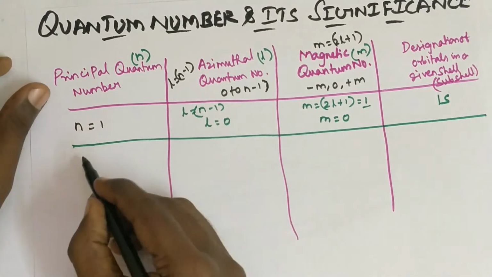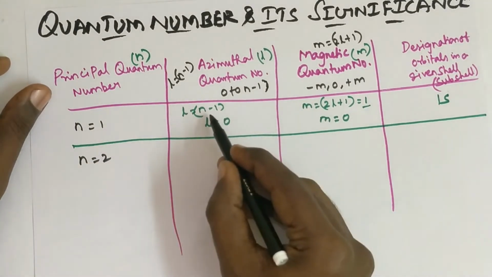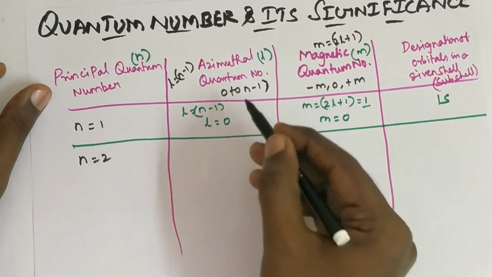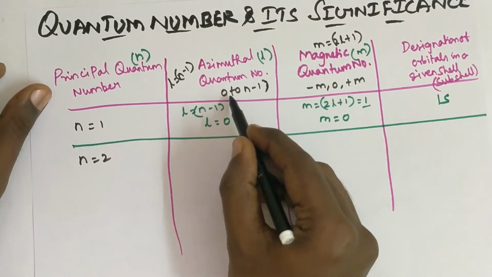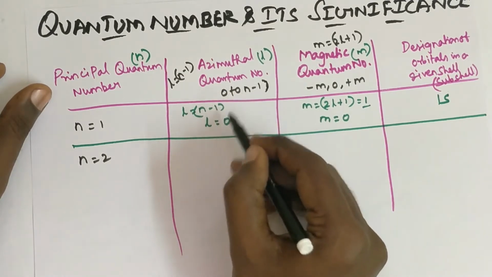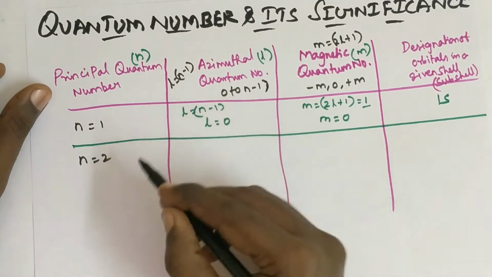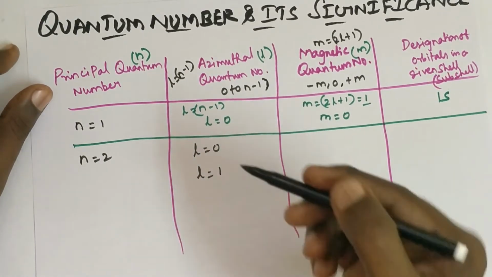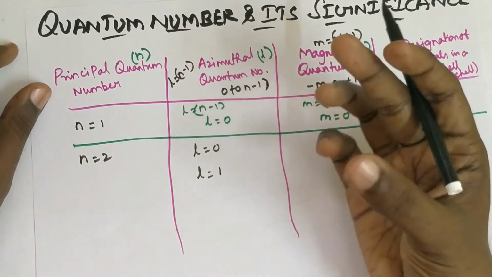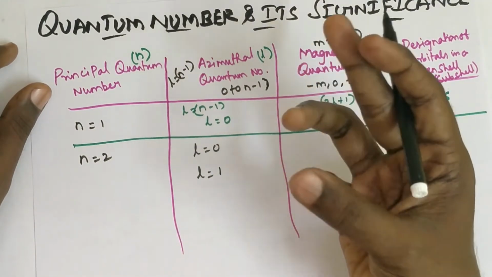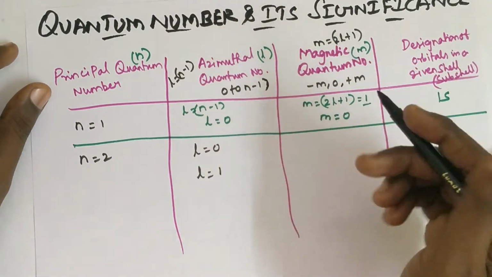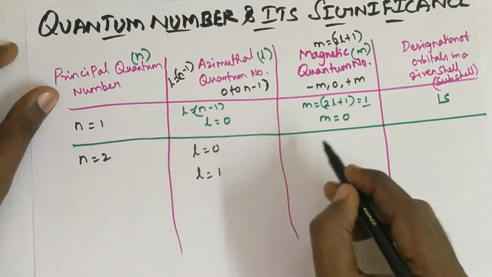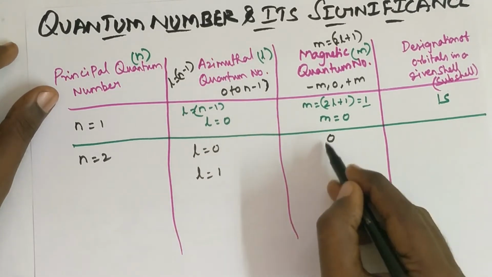Suppose you take n is equal to 2. Substitute the n value in the azimuthal quantum number formula, so 2 minus 1, 1. In this case the values range from 0 to n minus 1, so first one is 0, and second we get l value 1, so you write l equal to 0, l equal to 1. If l value is 2, it means 0, 1, 2. If l value is 3, it means 0, 1, 2, 3. You have to write like this. In the same way, substitute the 0 value in m, you get 1, so m value is 0, so orientation is 1, 0.